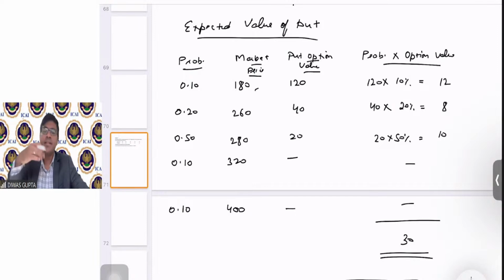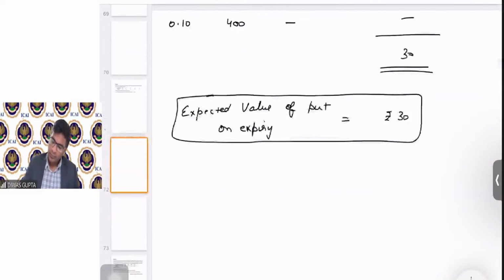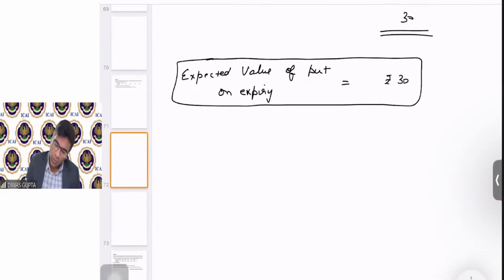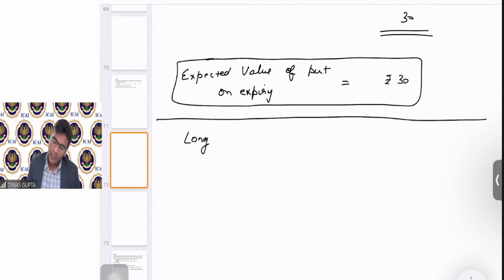If the market price is the same, then in that case it is at the money. If it is at the money, the put option value will be nil. So can we say now this question is over, right? I'm just putting one discussion point.